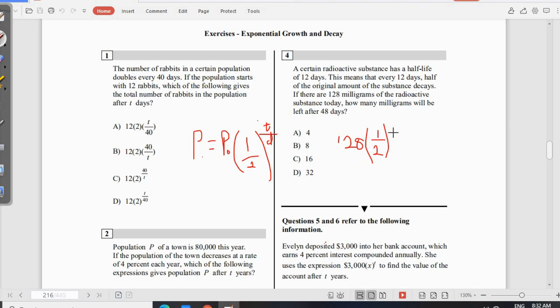So now if the time period that you're talking about is 12, they are giving you 48 days in order to drop 128 milligrams of a radioactive substance.